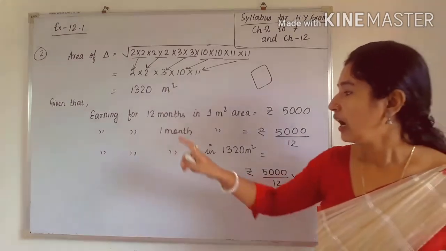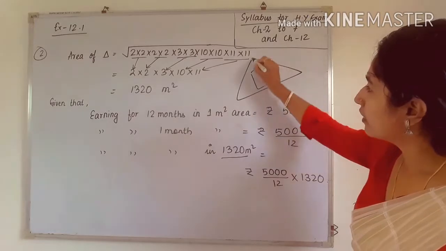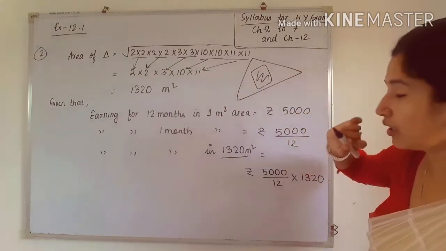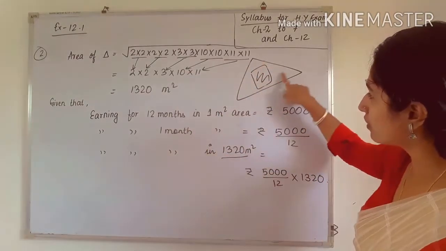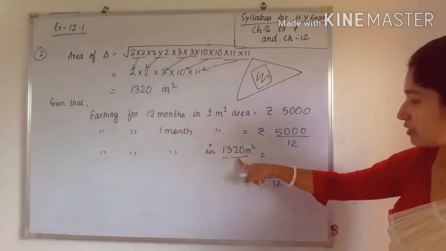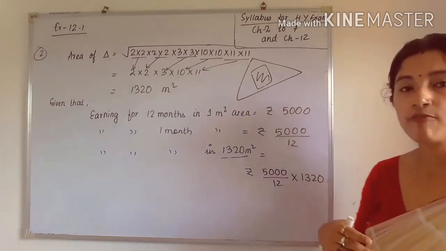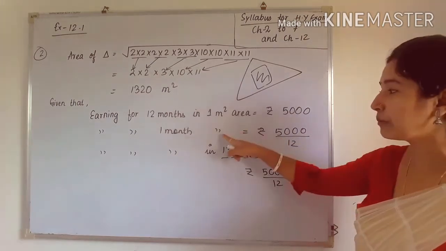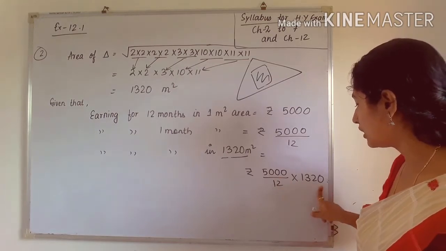Next, earning in 1 month, but the area is now only 1 meter square. We want to find the earning for the whole triangle. So for earning for this much area, that means the whole triangle, we have to write the area of that triangle. So for 1320 meter square we have to multiply, because the cost will be much more compared to the cost for 1 meter square. So for 1320 it will be 5000 by 12 into 1320.